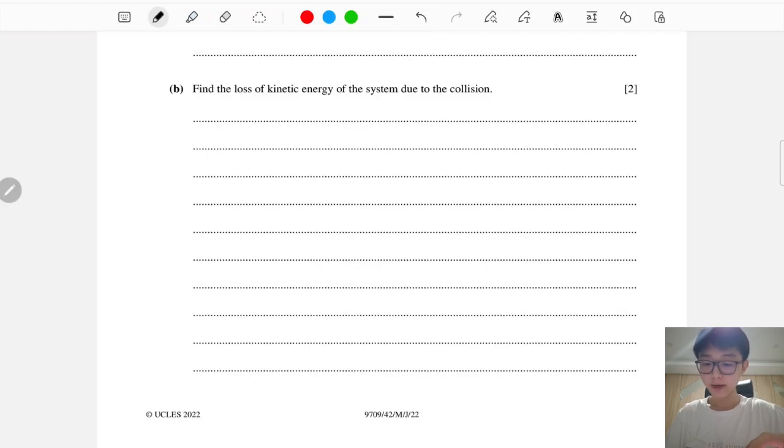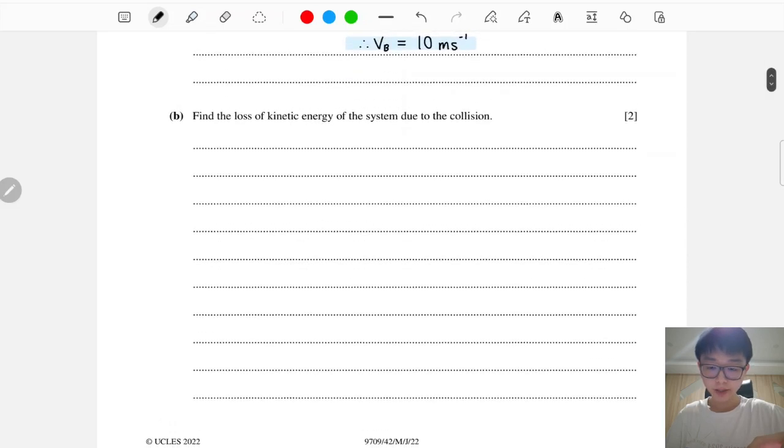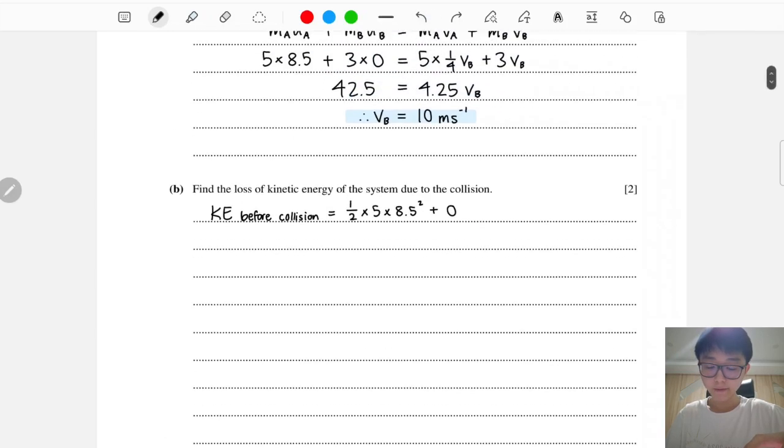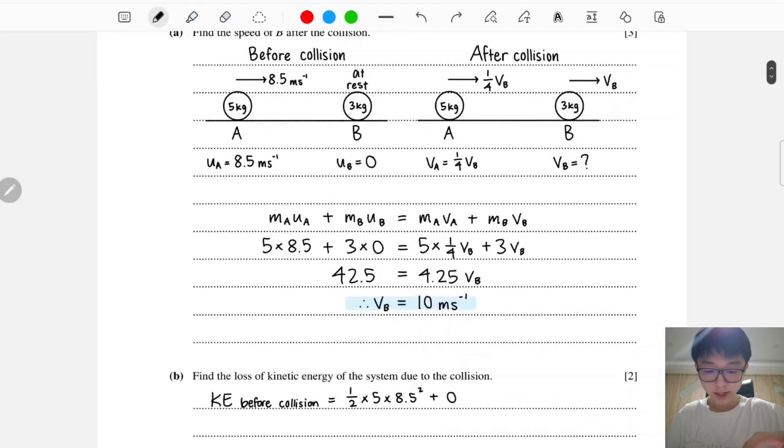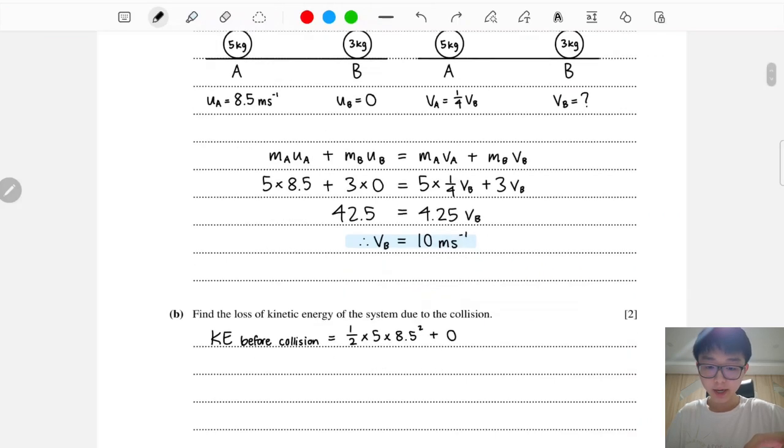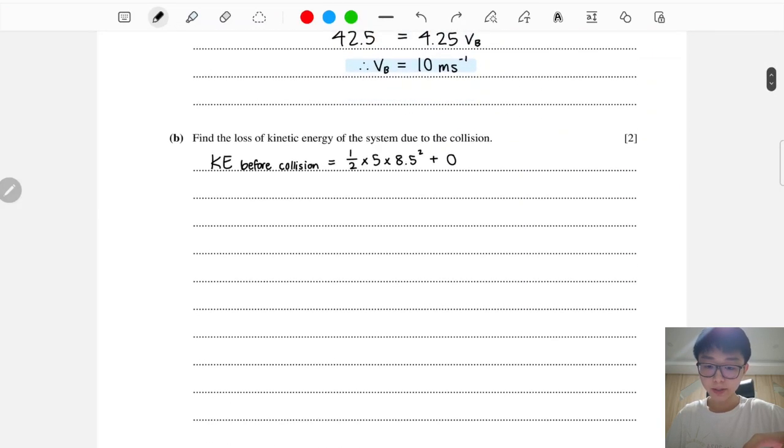Now on to part B. Find the loss of kinetic energy of the system due to the collision. To find the loss of KE, all we need to do is just find the KE before the collision, then the KE after the collision, and find the difference. So for the KE before the collision, it's simply the KE of A plus the KE of B using the initial conditions. By now, you should already know the kinetic energy formula, half mv squared, right? So it would be half times 5 times 8.5 squared for A and 0 for B because B is not moving. That comes out to 180.625 joules.